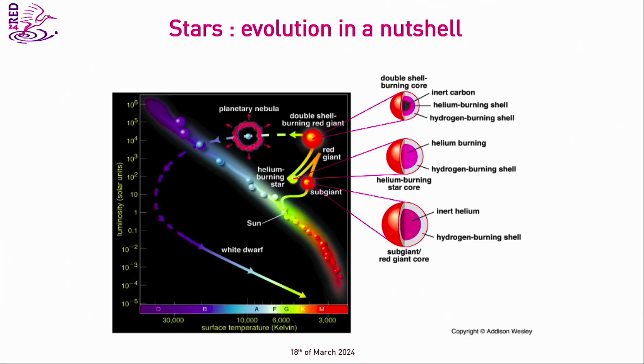But this envelope, you will say, it's really far from the core. So how does it work? It works like this: each time you get to the end of a core fusion, the core contracts, as I told you, but the envelope expands. And as the envelope expands, it becomes red, and it creates a very big gradient of temperature. It's very cool at the surface, very hot at the center.